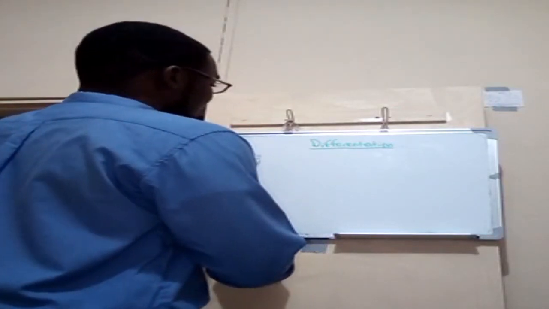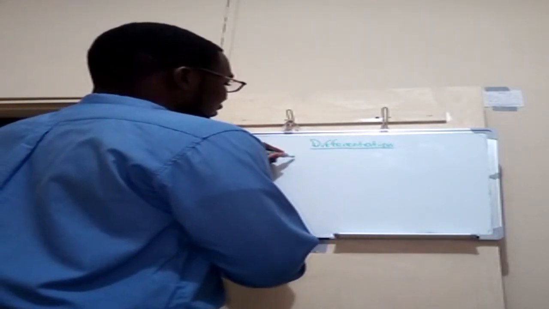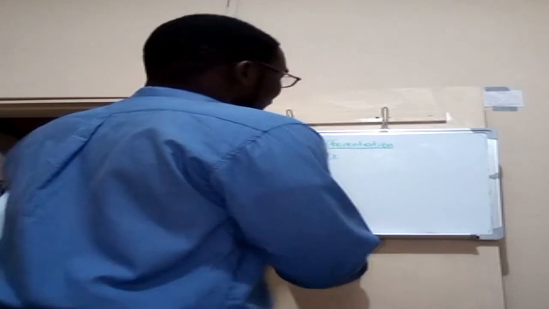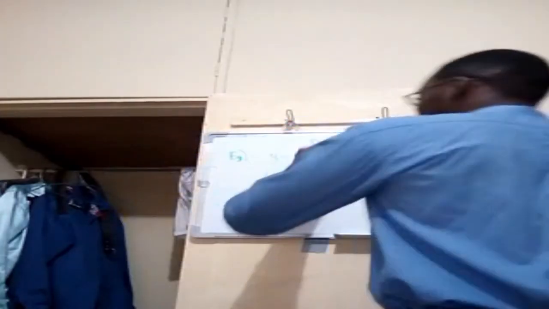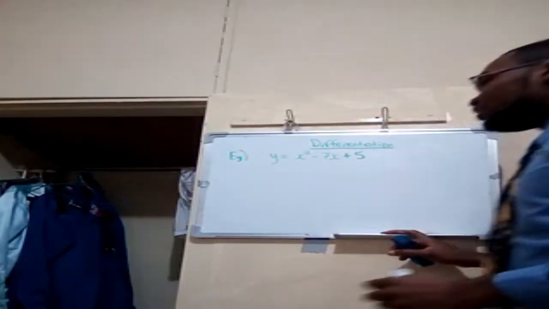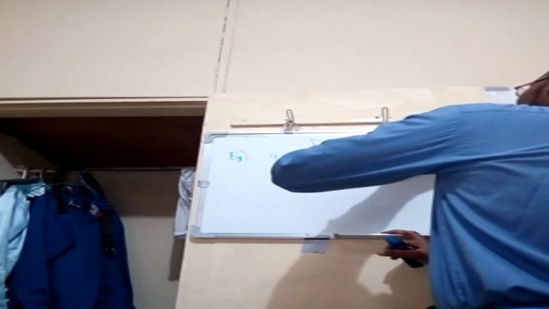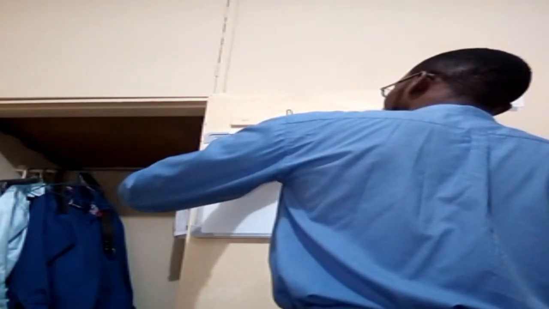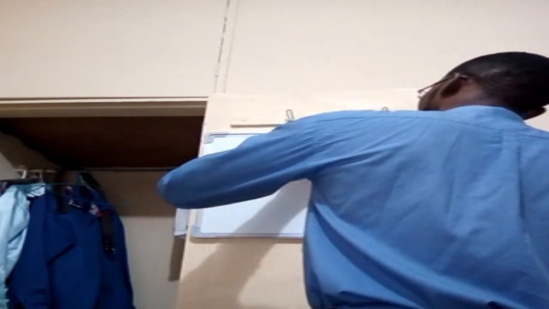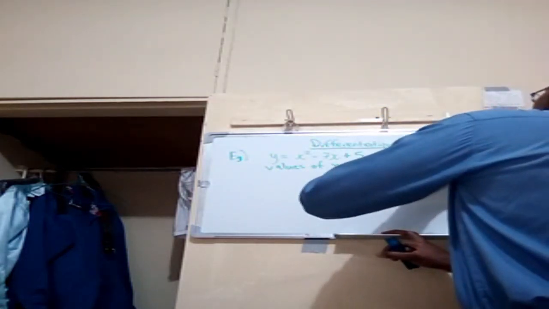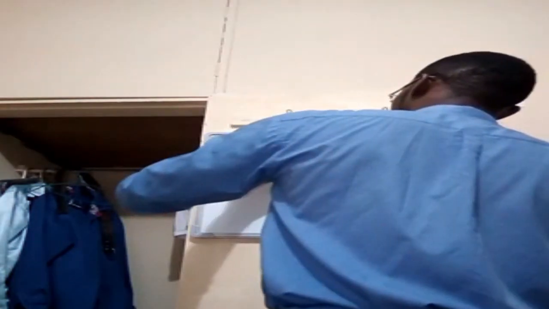So, example: let's say y is equal to x squared minus 7x plus 5. Now what I want to do is find the range of values of x where the gradient is negative, positive, and stationary.